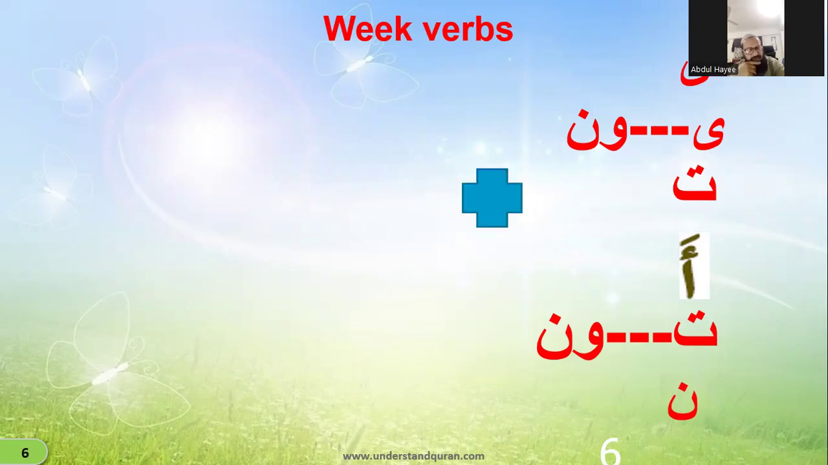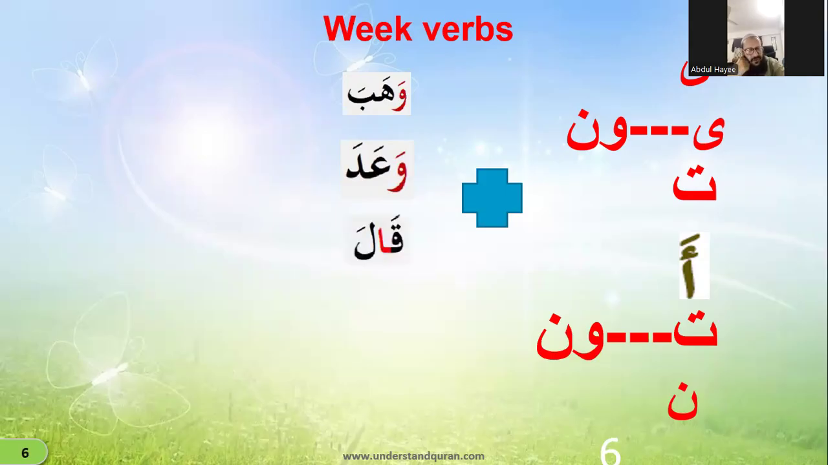This is a weak verb, wahaba. Place the weak verb at the end of this sign. From wahaba: yahabu, yahabuna, tahabu, ahabu, tahabuna, nahabu, tahabu. Wa'ada: ya'idu, ya'iduna, ta'idu, a'idu, ta'iduna, na'idu, ta'idu. Qala: yaqulu, yaquluna, taqulu, aqulu, taquluna, naqulu, taqulu.